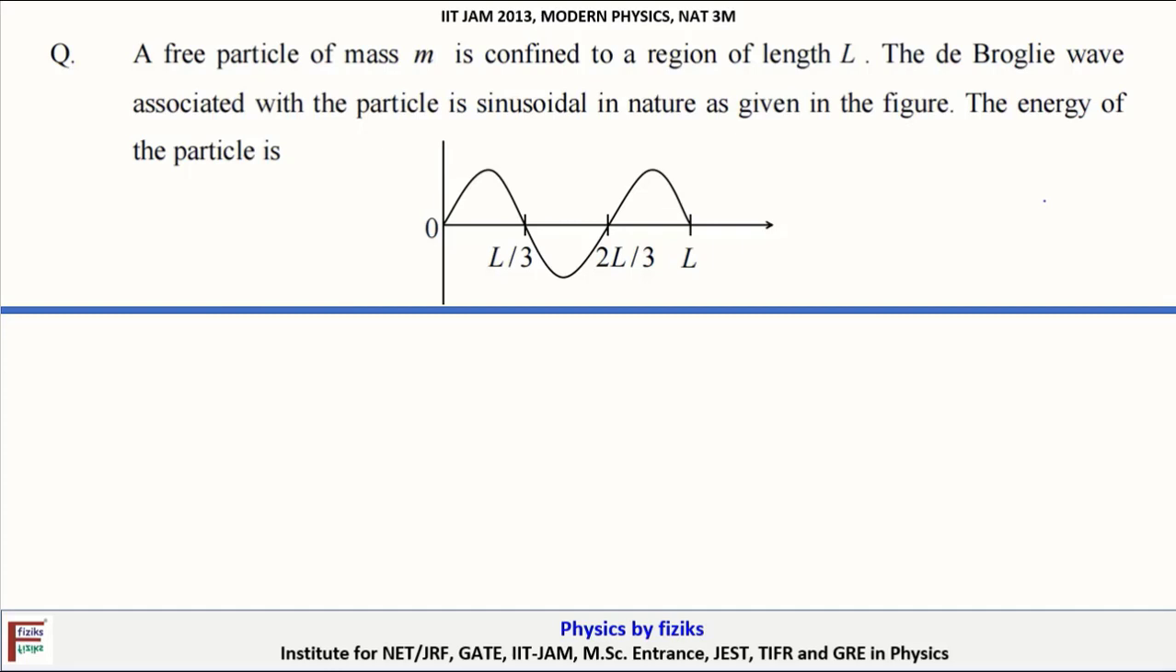A free particle of mass m is confined to a region of length L. The de Broglie wave associated with the particle is sinusoidal in nature as given in the figure. The energy of the particle is. We have to determine the energy of this particle. Solution.